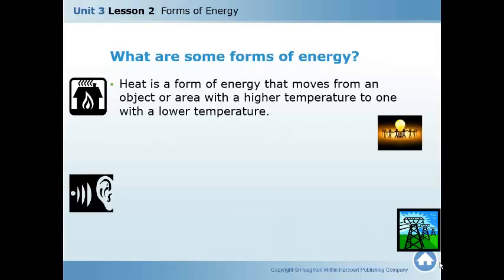Some forms of energy include heat energy, and heat is a form of energy that moves from an object or area with a higher temperature to one with a lower temperature. So, for example, if you have a cup of hot cocoa, that cocoa is warmer than your hand, you put your hand on it, the heat moves from the hot cocoa to your hand because your hand is cooler.